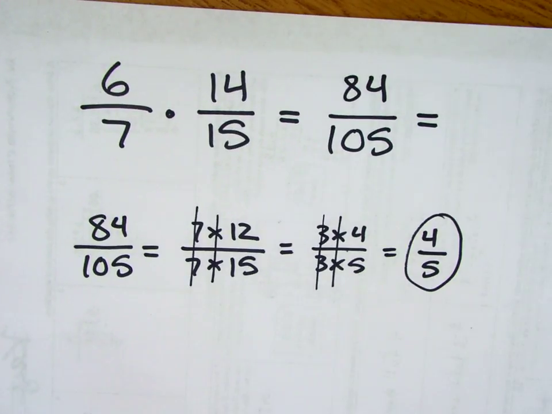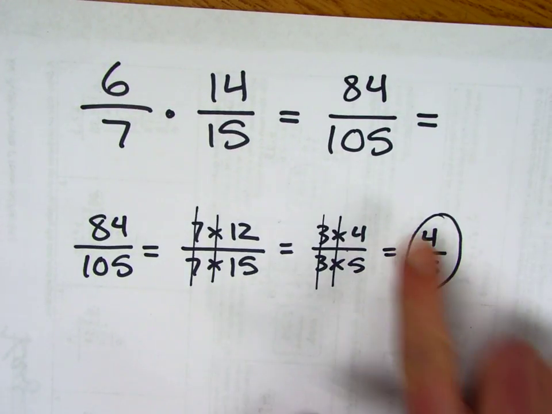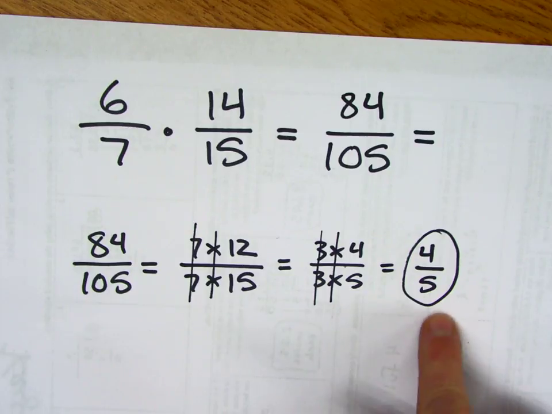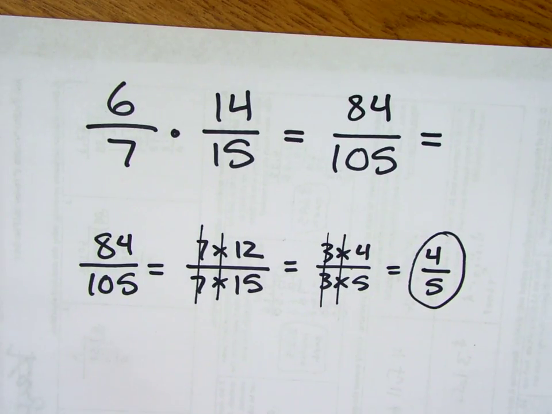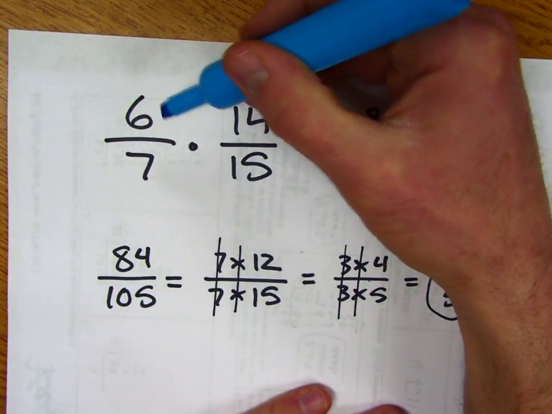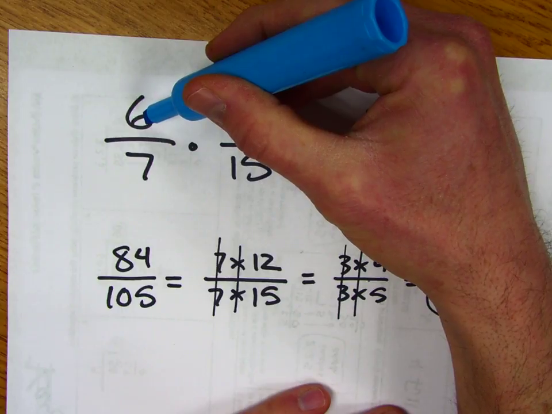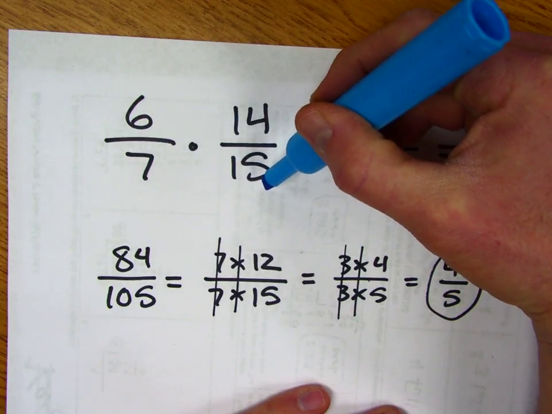Okay, so cross-canceling. This was my starting example here, and I'll show how you would cross-cancel that. I'm going to take this one that I started with in the very beginning and show that I don't need to do all of this work to come to that 4/5 there. What I would do instead is I'd ask myself, how many 6s go into 15?